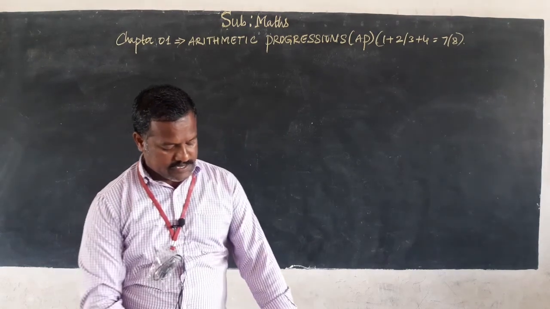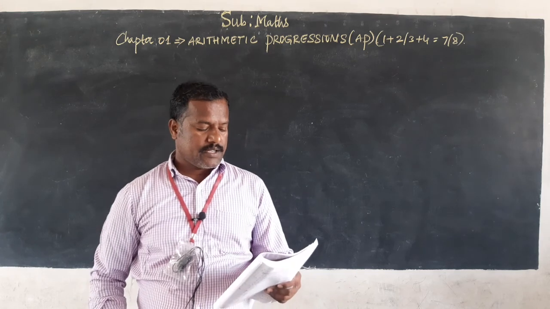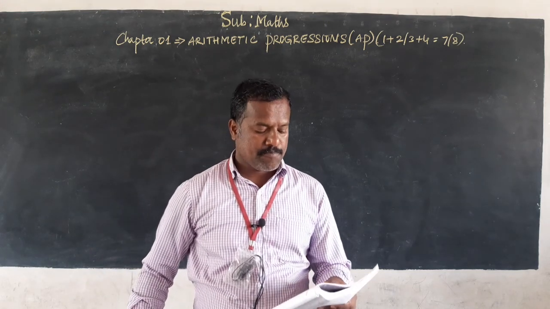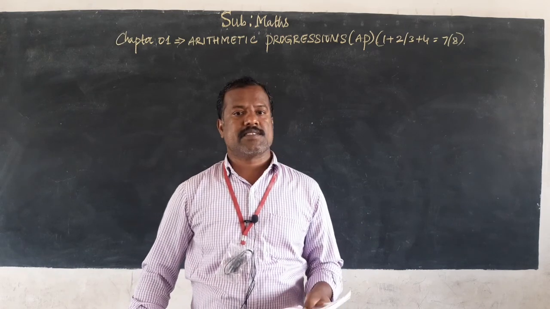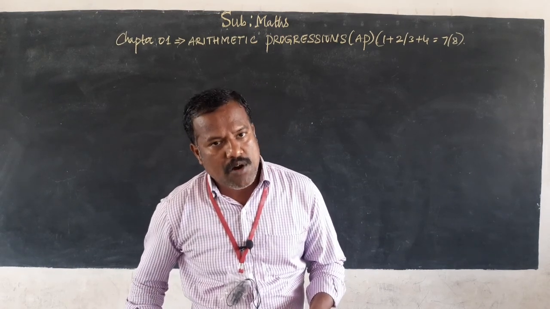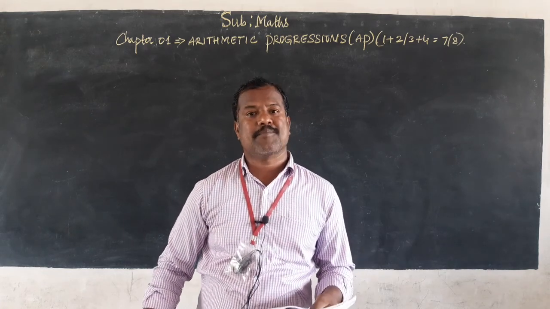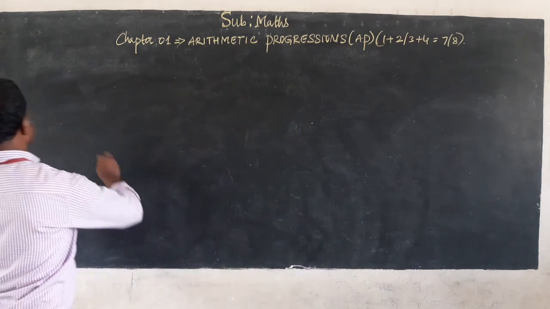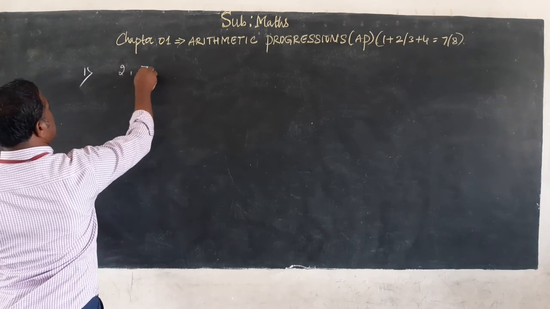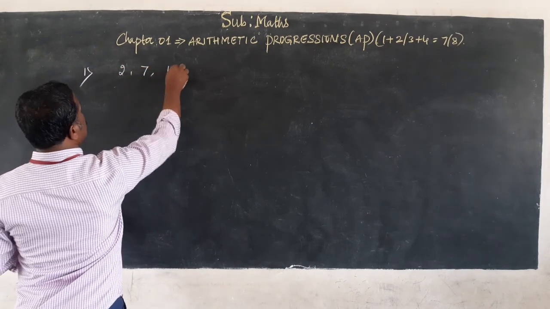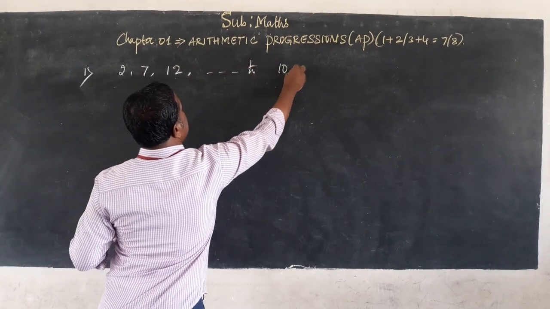Now in exercise 1.3, children, we have the first main. Find the sum of the following APs. Here we have to find the sum. It's very simple. The first question is 2, 7, 12, ... 10 terms.